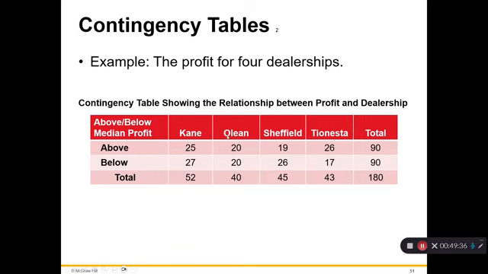So you have Kane, Olean, and so on. And you have 25, 20, and so on. These are above median profit, and below is like this. And again, the totals add up to the same, so 180 is the total. This is a way to show the relationship between profit and leadership.